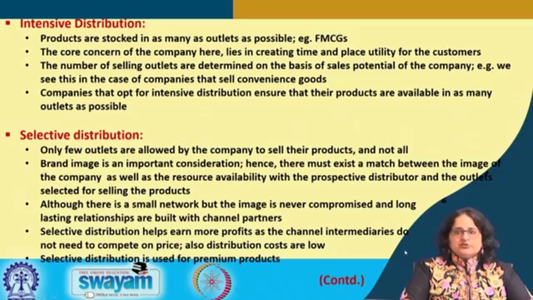The second pattern which we can identify is the selective distribution. Now, in the case of selective distribution, as the name goes, the company decides to stock its products in selective outlets only. Only a few outlets are allowed by the company to sell their products, and not all. Brand image is an important consideration here, and so companies do not want to stock their product in each and every outlet. There is always a concern about the product as well as the service that can be provided along with the product, and so there must exist a match between the image of the company as well as the resource availability with the distributor and the outlet selected for selling the products.